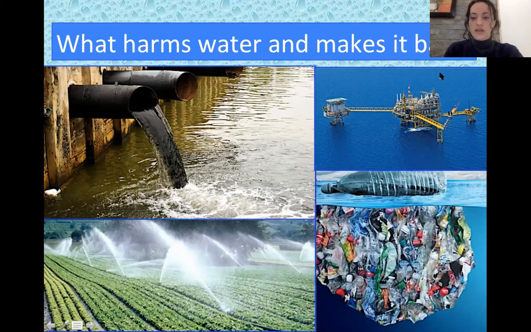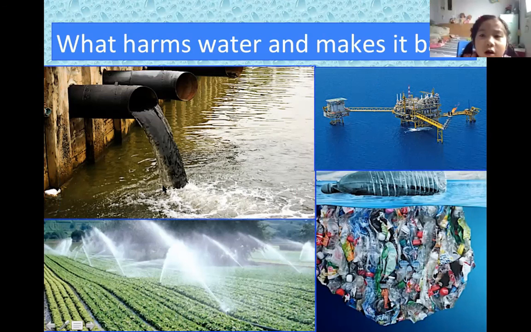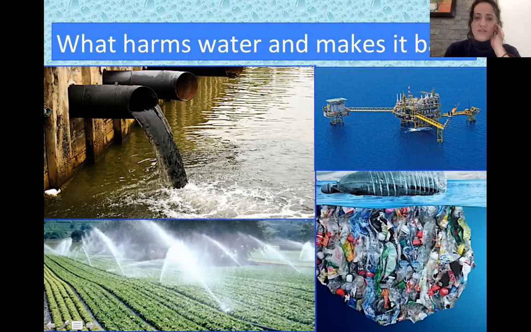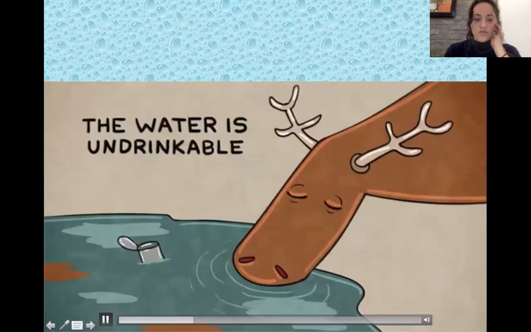This one is drilling for oil. We get oil from under the sand, and sometimes it spills. What happens when oil spills into the water? Moon? Some fish or some animals in the ocean will be dead. Exactly. Some animals that live there will die. So sad. Or we use too much water. Like in this one down there, we use too much water.